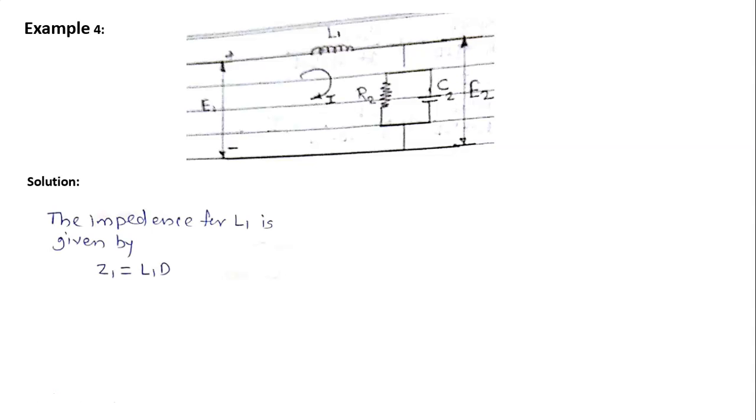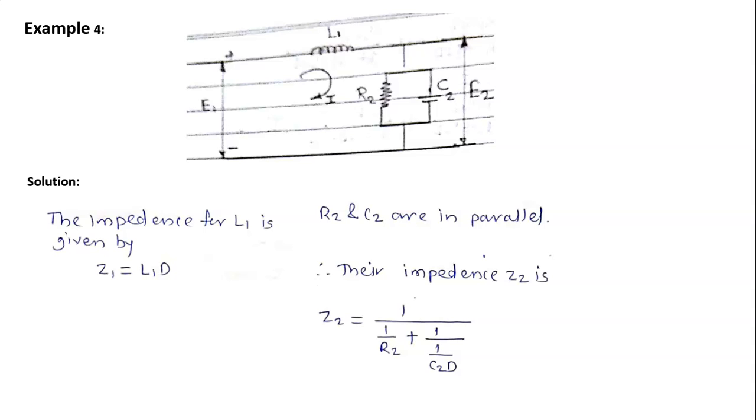Now, solution. The impedance for L1 is given by Z1 is equal to L1D. Now, R2 and C2 are in parallel. Therefore, their impedance Z2 is equal to 1 divided by 1 upon R2 plus 1 divided by 1 upon C2D. Therefore, by simplification, Z2 is equal to 1 divided by 1 upon R2 plus C2D. Therefore, Z2 is equal to R2 divided by 1 plus R2 C2D. Therefore, total impedance Z is equal to Z1 plus Z2.